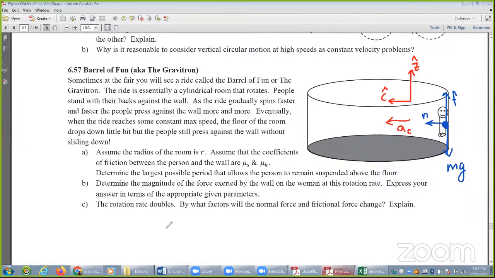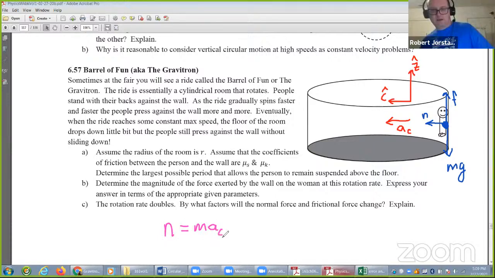N equals MAC. That's correct. Let's check. Same sign, pointing same direction, looks good. Next, what's the other one? Frictional forces minus mg equals m. How much is it accelerating in the z direction? So 0. So then this is going to be frictional forces equals mg then.